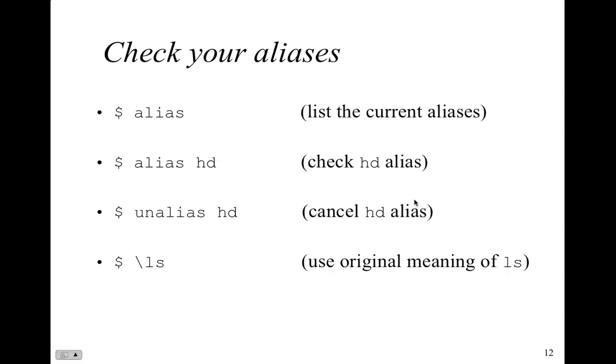You can check your aliases by typing, in fact, that's probably what I should have done, then I would have known I didn't have C shell on there. But you can type in the word alias, and this shows all of the current aliases that are set. Alias HD checks the HD alias to see if that's there. These are just booleans. It comes back true or false. Yes, no. Unalias, take it away, cancel it. \ls uses the original meaning of ls. So you created an alias, you called it ls, and then all of a sudden you decide, I don't want to use that, I want to use the real one, so you can still get back and use the real one.